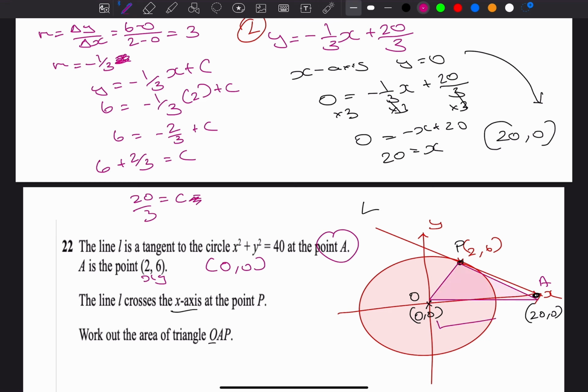So what is the base? The area of a triangle is base times height divided by 2. Base is from here to here, which is 20. The height is from here to here, not 2, it's a y value now. It's 6. So base 20 times height 6 divided by 2. That's basically 60 unit squared, and that's your area of the triangle OAP. Okay.